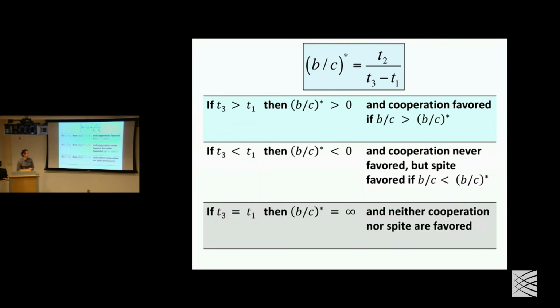It's also possible for T3 to be equal to T1. I'll give an example of this later. In that case, we have an undefined or infinite benefit cost threshold, and neither cooperation nor spite are favored. All right, so these are three categories that we can place graphs in. So now we have a condition, and we can evaluate this threshold for any given graph in polynomial time. It amounts to solving just a system of n-squared linear equations.